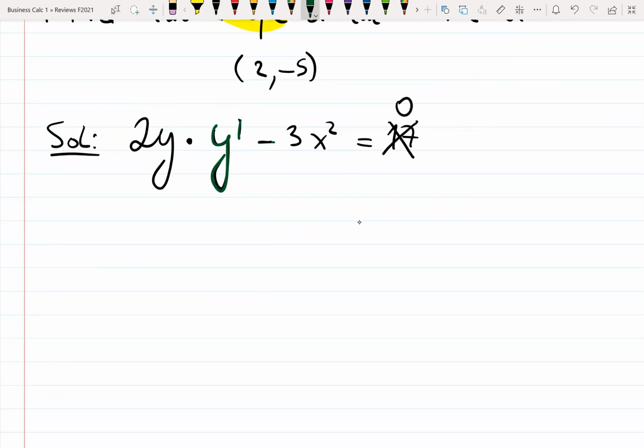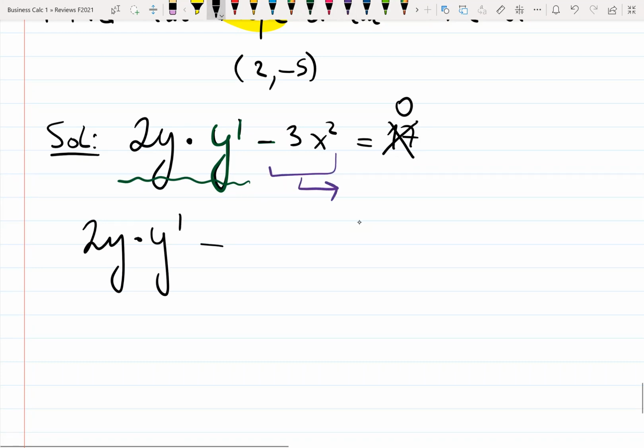I always teach it like so. Identify pieces that have y prime and move them to the left. This piece is already on the left, so I will keep it. Everything else is garbage. Move it to the right, like so. So it will be equals 3x squared.